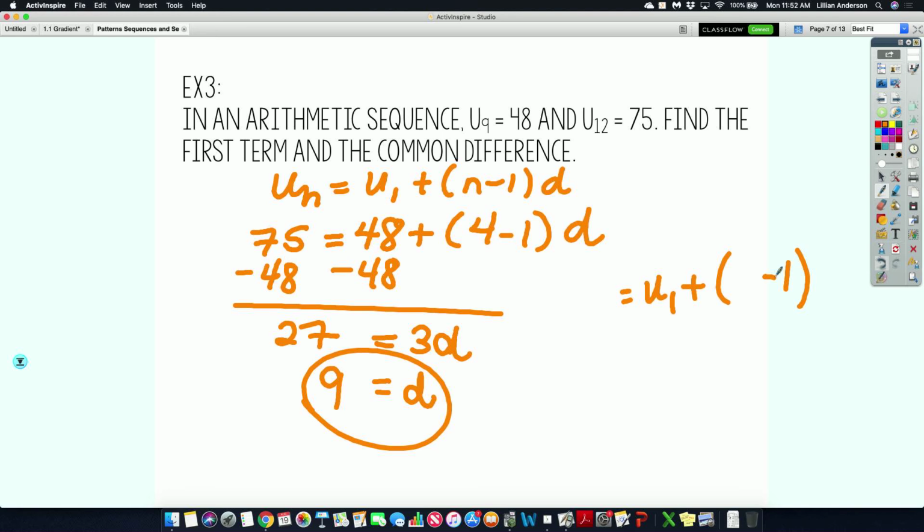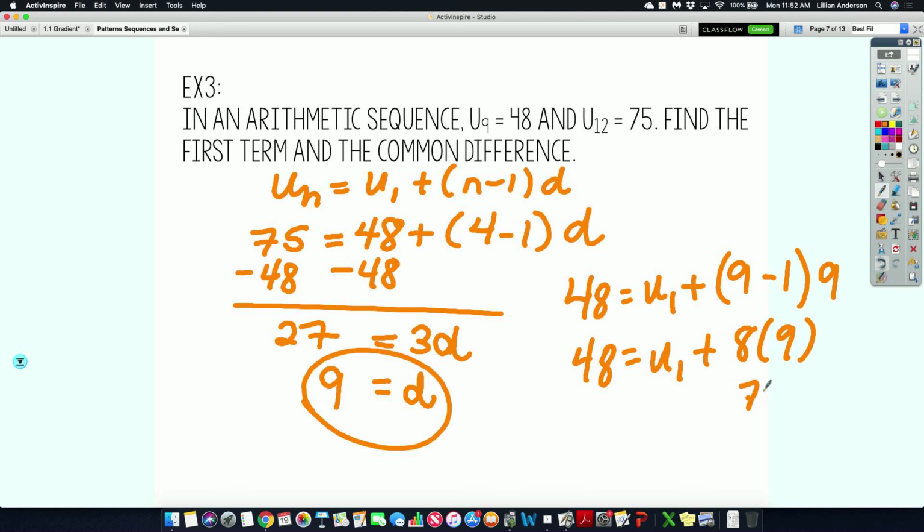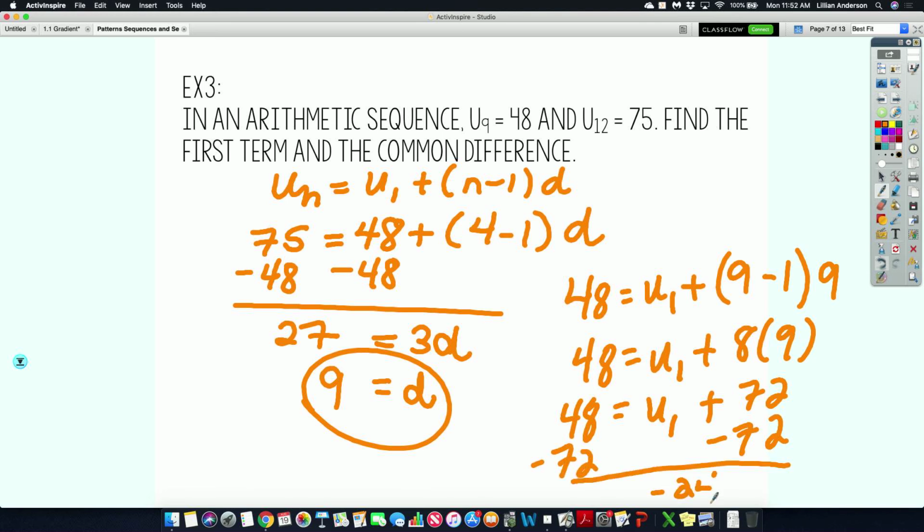Which term do you want to use? Plug in 9. So that means I'm going to use 48 here. What's 8 times 9? Subtract 72. What's 48 minus 72? Yes? I need your calculator. Quick. Questions?